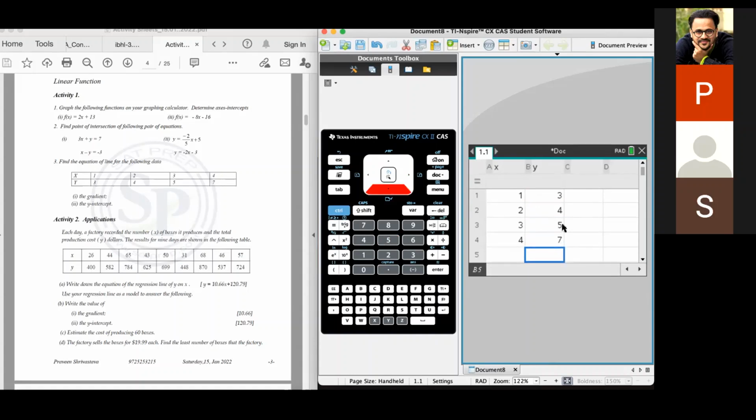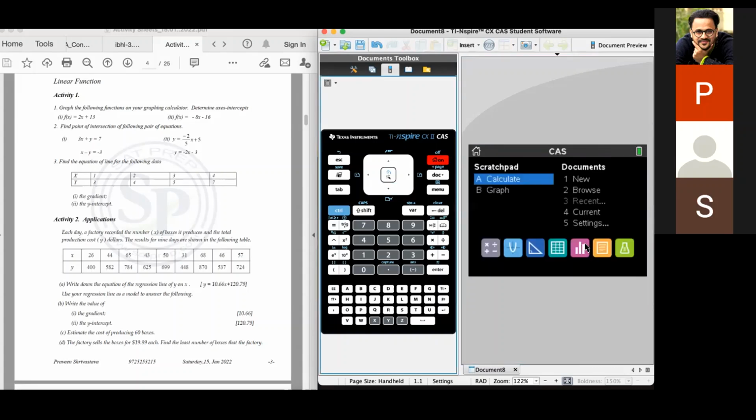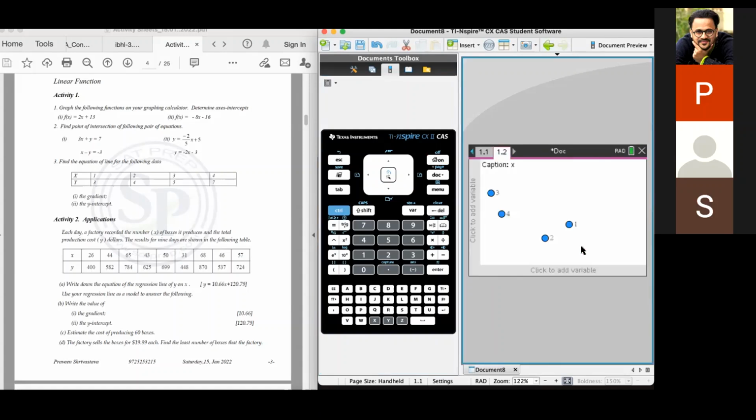The data is 1, 2, 3, 4 and 3, 4, 5, 7. Once you store your data, you need to go to home, and then select the regression mode here. Now you need to select two variables, x and y. So x on the x-axis, and here y on the y-axis. And then this way, you can get this line.